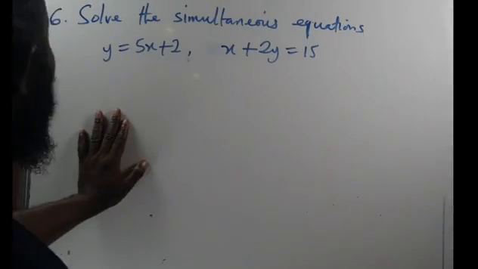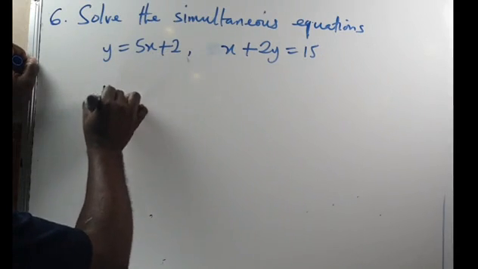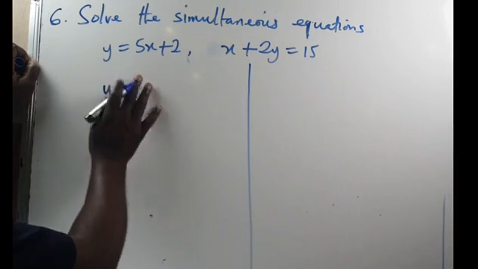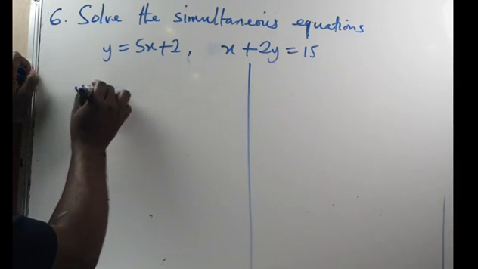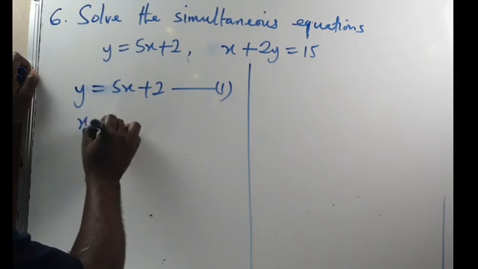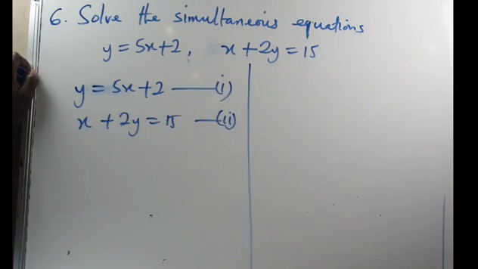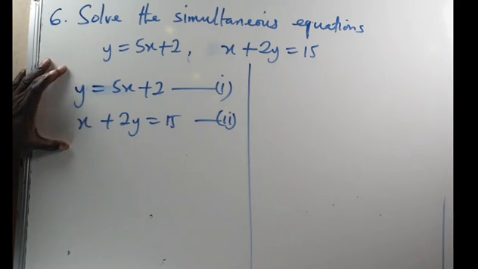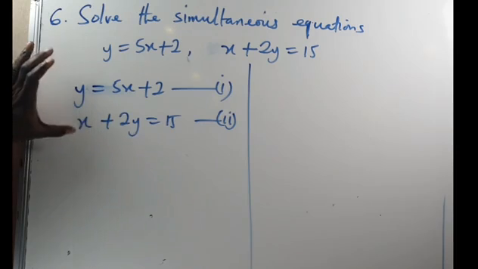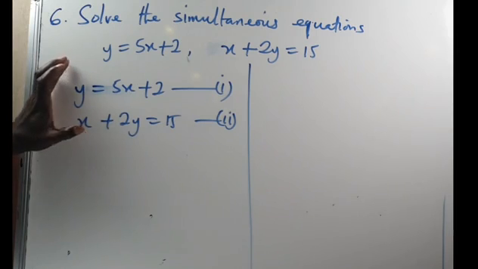All right, so this question is on simultaneous equations. We are asked to find x and y. The first equation is y equals 5x plus 2, that's equation 1, and x plus 2y equals 15, that's equation 2. Now if you look at this question very well, you notice that in equation 1, y has already been made the subject of the formula, and equation 2 is properly structured.